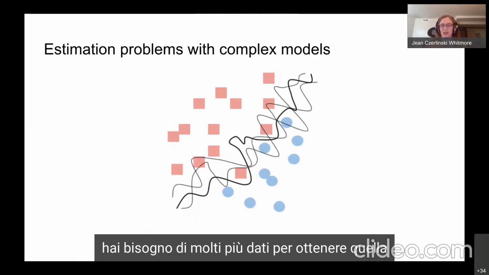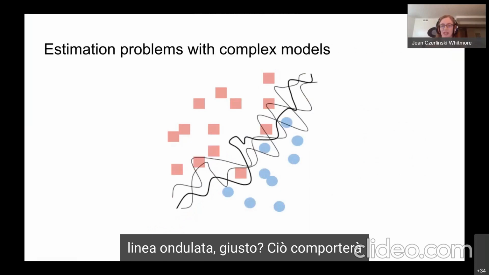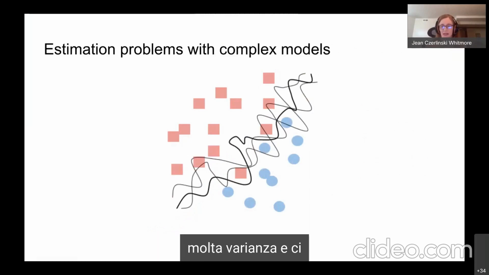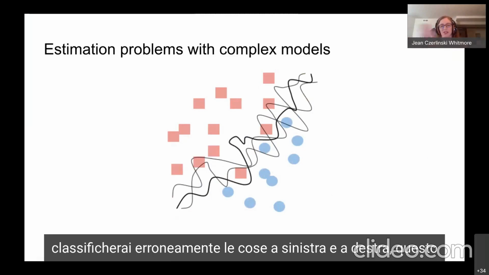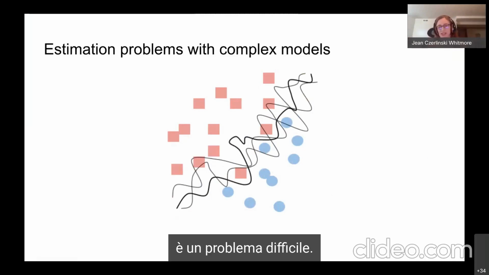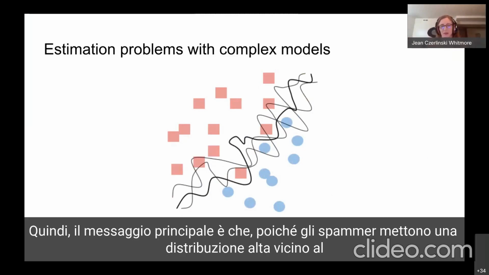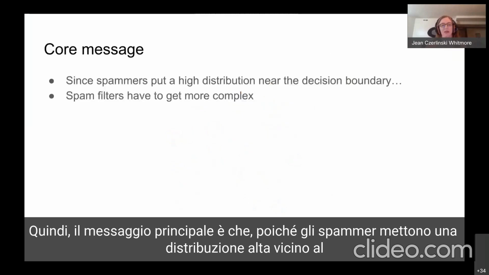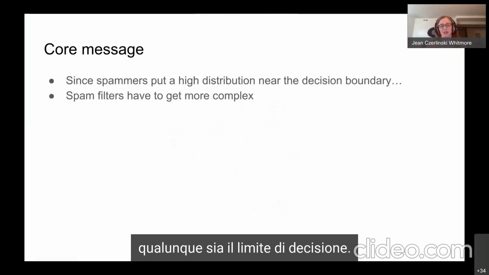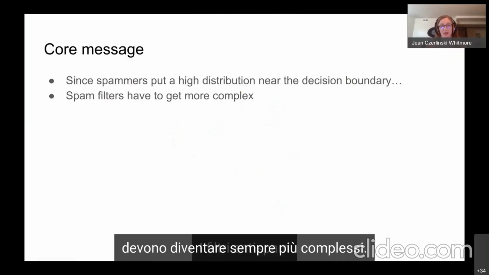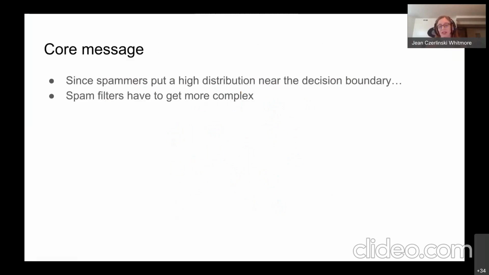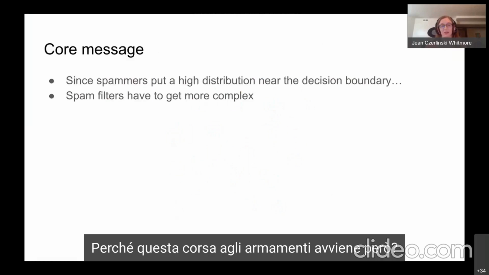It's hard to estimate complex models. You need a lot more data. Getting that squiggly line right is going to involve a lot of variance, and there's going to be a lot of mistakes. You're going to misclassify stuff left and right. This is a difficult problem. So the core message is, since spammers put a high distribution near the decision boundary, whatever the decision boundary is, the spam filters have to keep getting more complex.